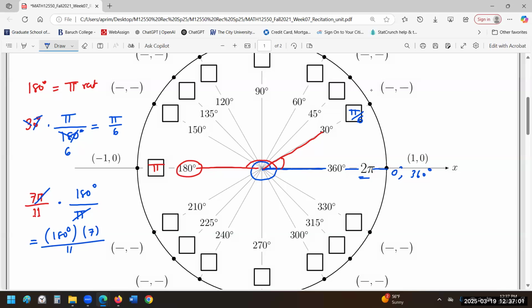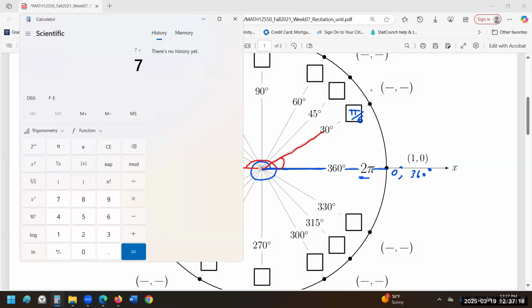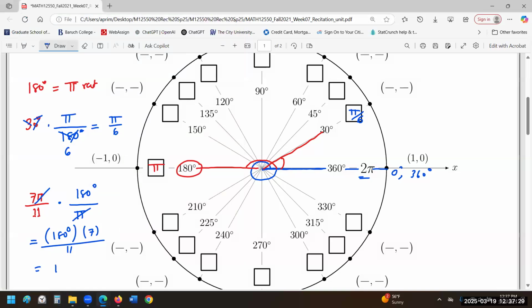If you use a calculator, let's see what degree it is. We have 7 times 180 divided by 11. It's about 114.5. So this is 114.5 degree. So it's somewhere around here. Okay.